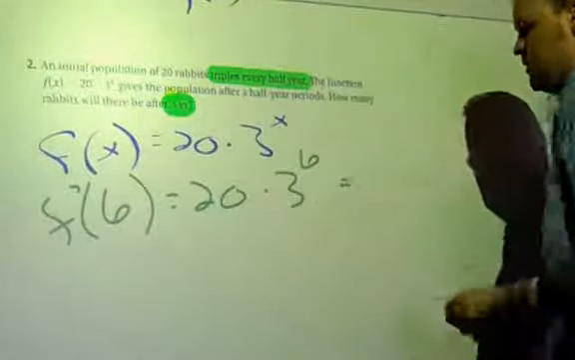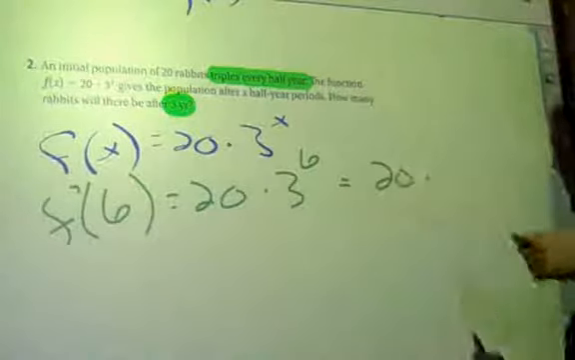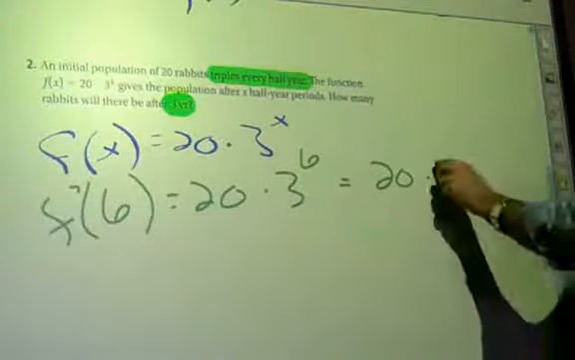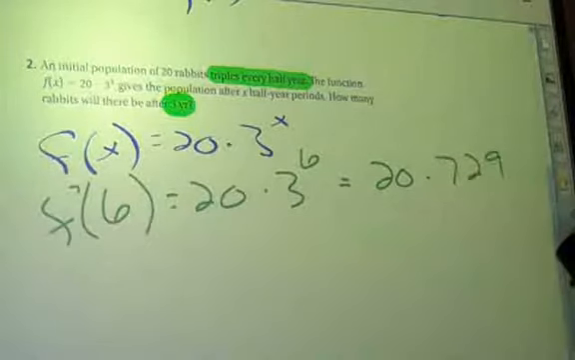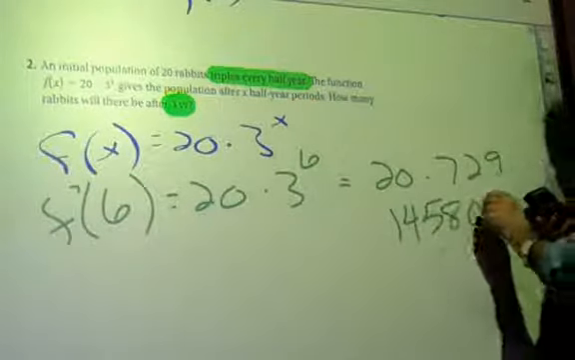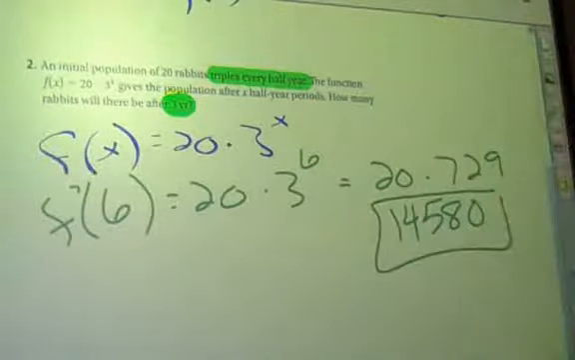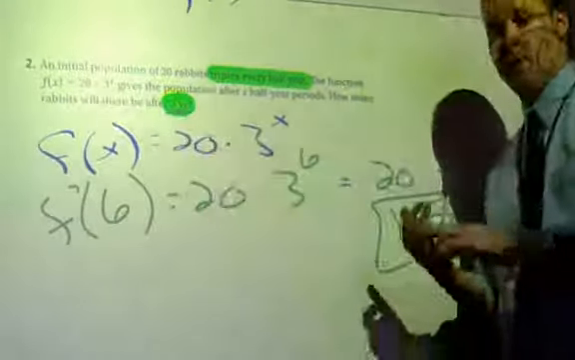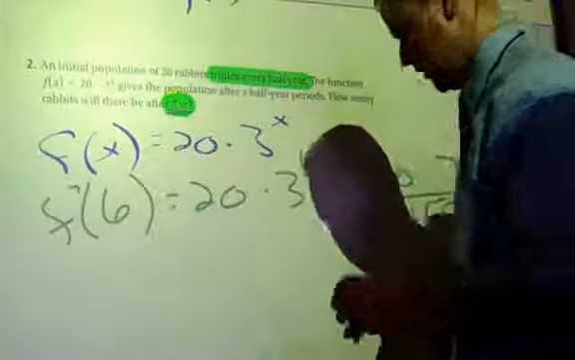So we just have to finish this up. We have 20 times 3 to the 6th power, 729, so that answer times 20, 14,580. Okay. So again, make sure we're reading. We know the equation we want to use, make sure we understand all the parts.